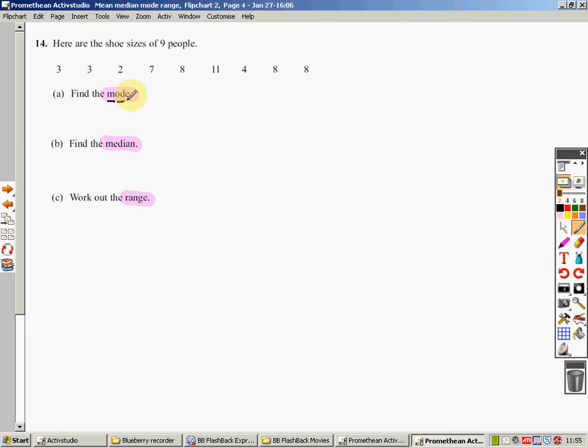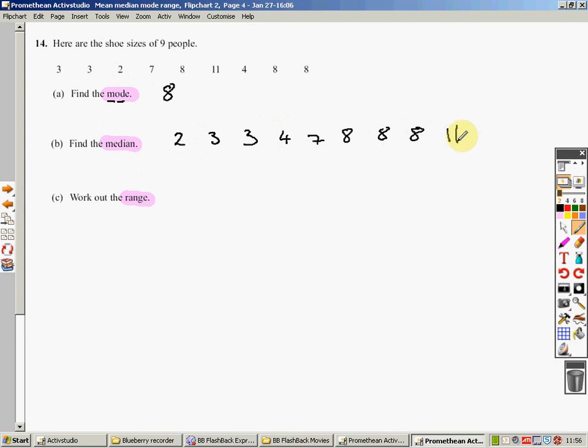I have got a 2 3s. Right, straight away I can see that I've got 3 8s, so the answer is 8. Really quite simple that. Now the median, I'm going to write them out in order. We talked about this previously. 1, 3, 3, 4, 7, 8, 8, 8, and 11.